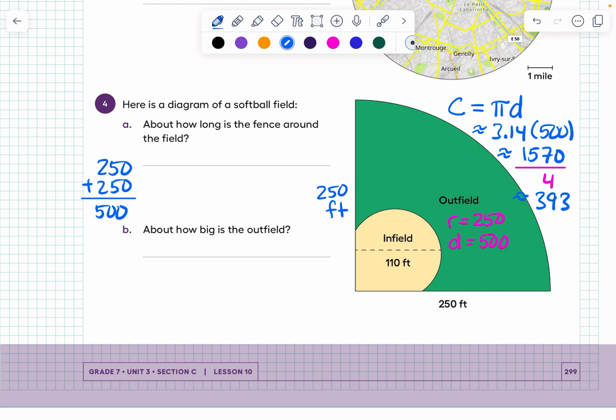All right, now we're ready for this. So now we found this was 250, that's 500. We just figured out that this 1/4 of a circle would be 393. So what we're going to do is add up the 500 plus the 393 for a final answer. It's going to be about 893 feet.